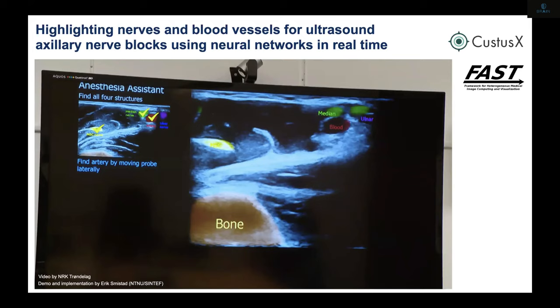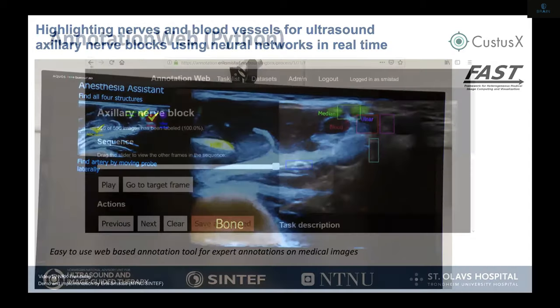This is an example from anesthesia, so nerve blocking, where you see bone, vessels, and the nerve bundle in yellow. It's a bit difficult to see in the middle of the image, but just by showing this in real time, annotated live to the doctor, you have a higher degree of security, you have documentation, and as I said, you can use this for teaching purposes as well.